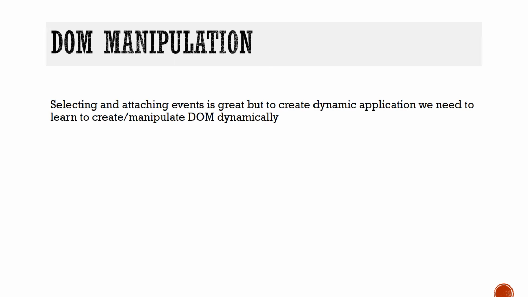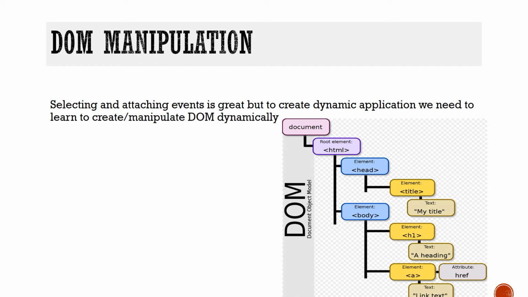So far in the course, we learned about selecting and attaching events, which is all great, but to create dynamic web applications, we need to learn how to create and manipulate the DOM dynamically. So as we learned from a previous dev course, the HTML code can be represented in a tree-like format, which you see right in front of you.